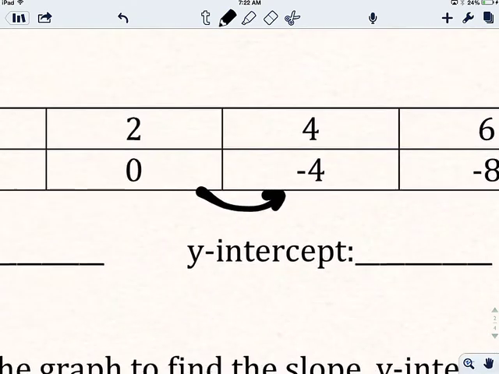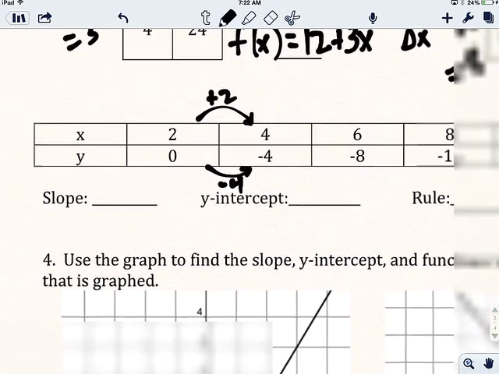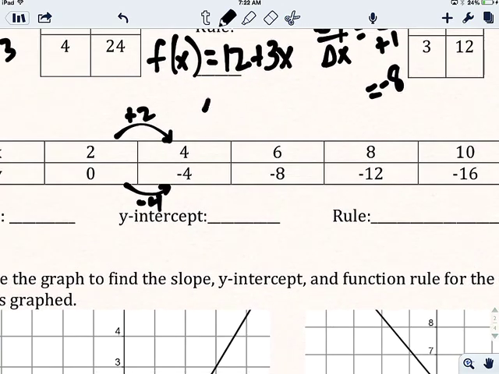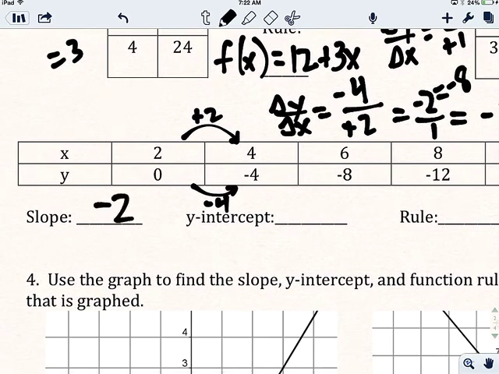The y here went down 4, so 0 minus 4 is negative 4. 2 plus 2 gives me 4. So I'm going to do my delta y over delta x. I guess I can do that right here. Delta y over delta x equals negative 4, because that's my delta y, over delta x plus 2. That reduces to negative 2 over 1, which is the same as negative 2.